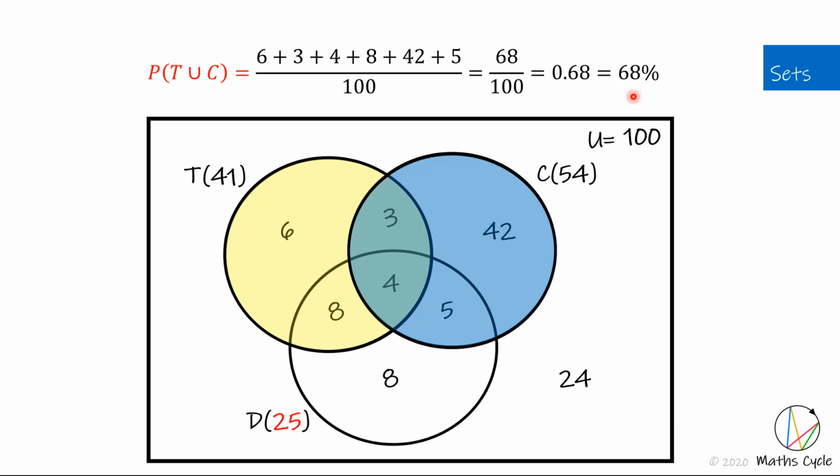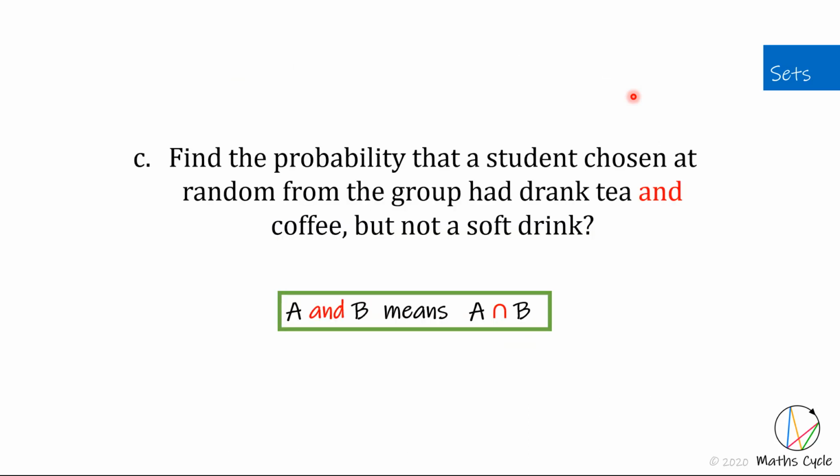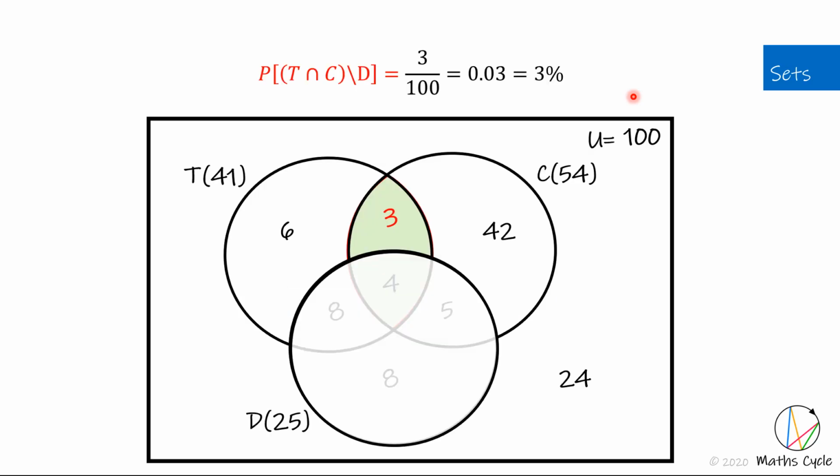or coffee. And then the last question, part C, find the probability that a student chosen at random from the group had drunk tea and coffee, but not a soft drink. So remember, and means intersection. So T intersection C, but not a soft drink. So here's T intersection C is the green, but not a soft drink means block out the D. So we're just left with this little part here, which we know are 3 students.